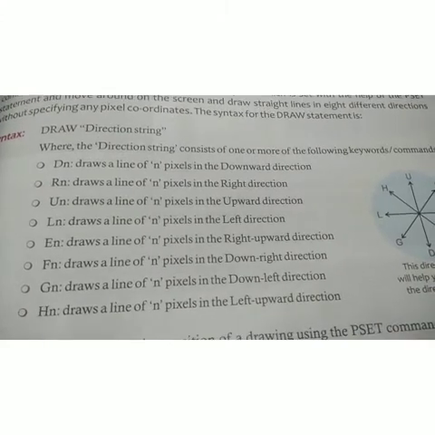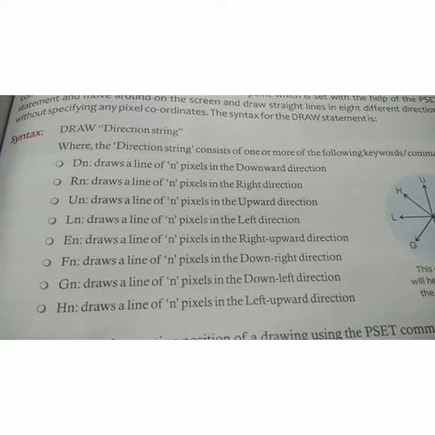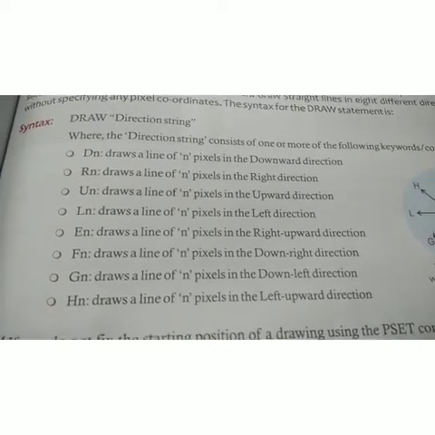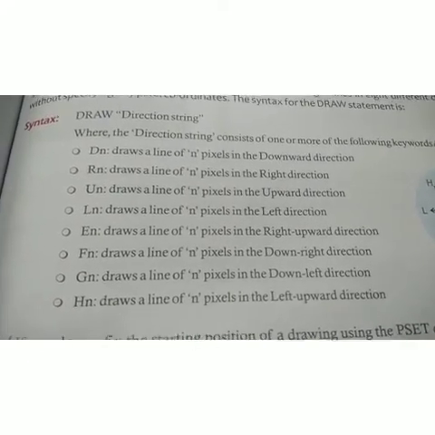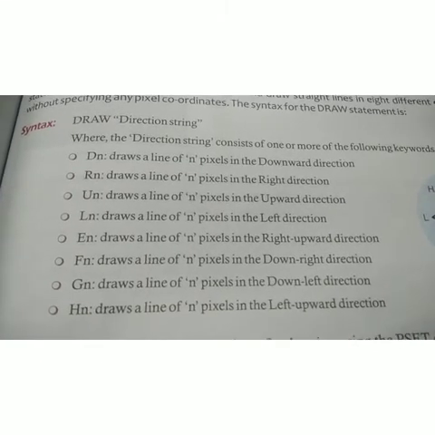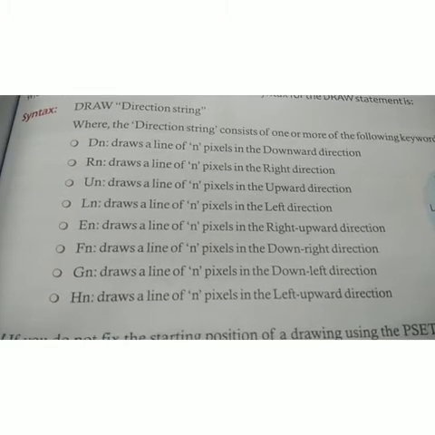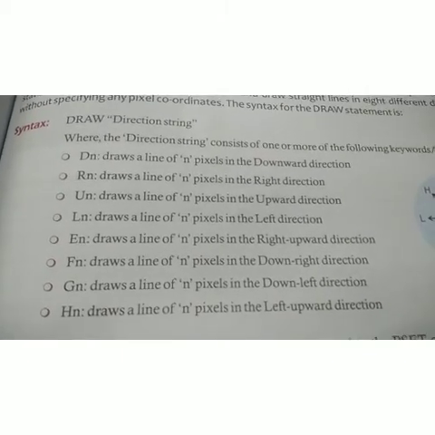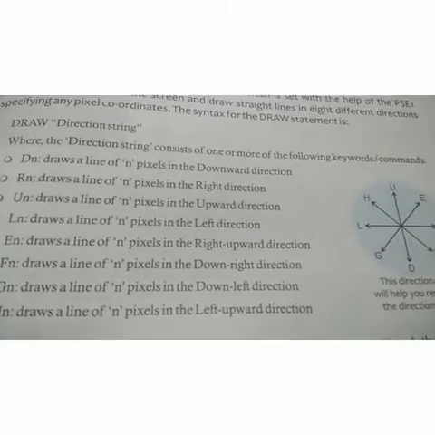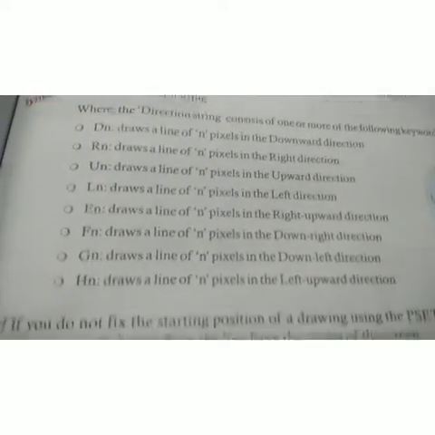Okay. Now next, Dn draws a line of n pixels in the downward direction. Next, Rn draws a line of n pixels in the right direction. Next, Un draws a line of n pixels in the upward direction. Next, draw a line of n pixels in the left direction, right upward direction, down right direction, down left direction, and left upward direction. So all directions are related in the chart, with the help of the direction letters to remember. Okay, so this is the DRAW direction string.